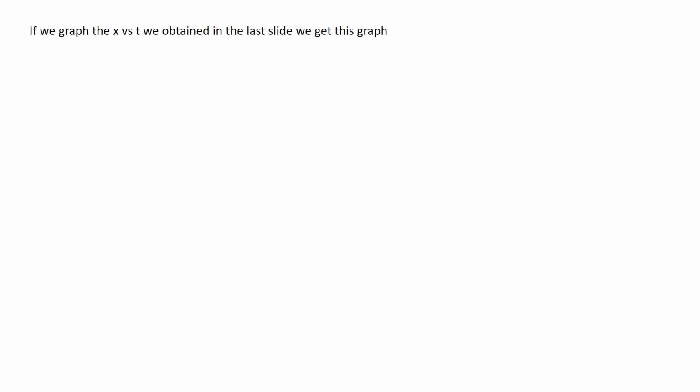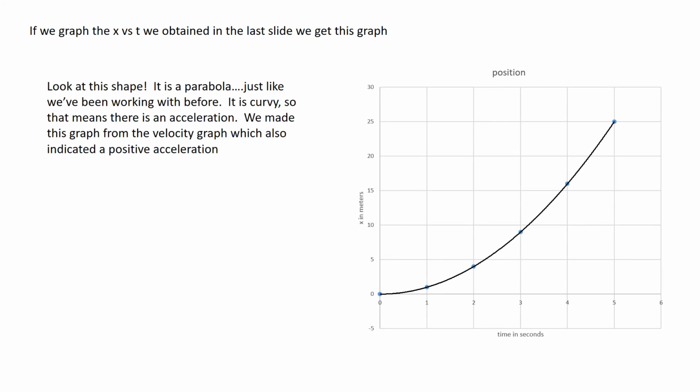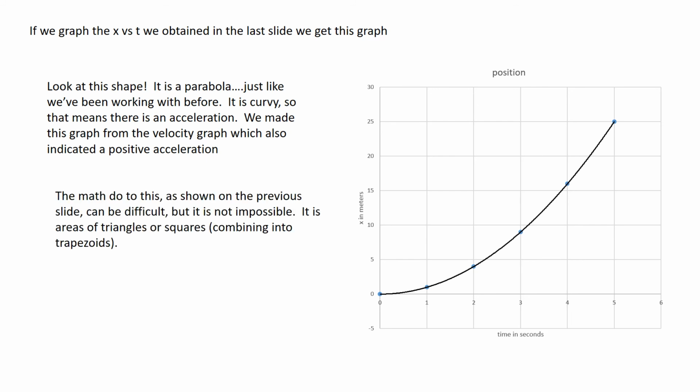If we were to graph this x versus t that we obtained in the last slide, this is the graph we get. Look at its shape. It is a parabola just like we've been working with before. It is curvy, so that means there is an acceleration. We made this graph from a velocity graph, which also indicated a positive acceleration. The math to do this, as shown previously, can be a little bit difficult. You have to keep track of things, but it's certainly not impossible. It is the areas of triangles or squares which sometimes get combined into trapezoids.